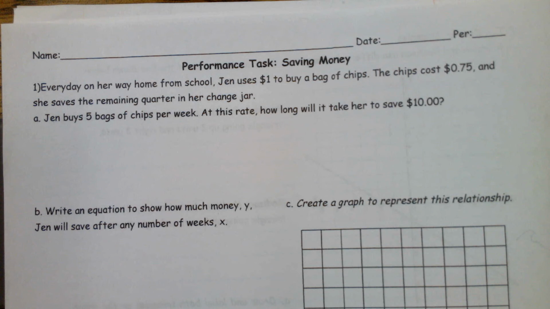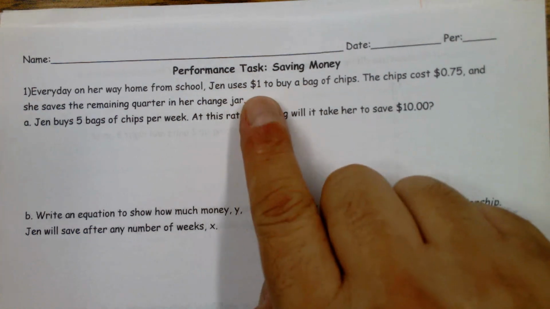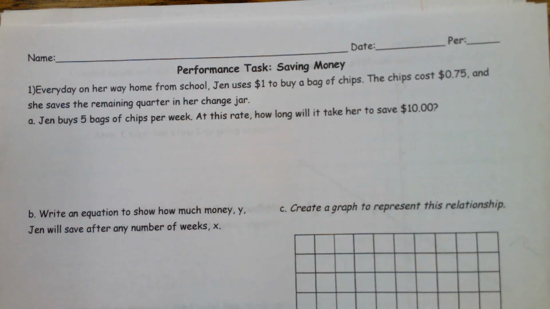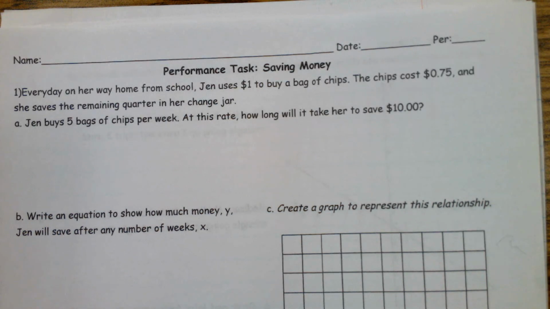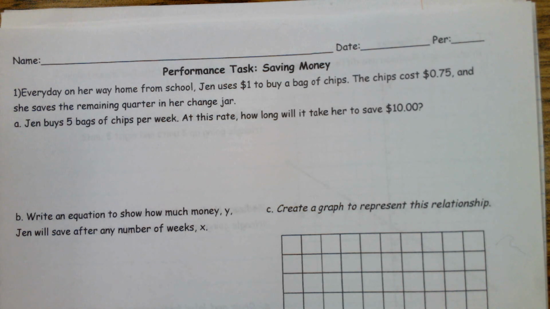Every day on her way home from school, Jen uses $1 to buy a bag of chips. The chips cost 75 cents, and she saves the remaining quarter in her change jar. Jen buys 5 bags of chips per week. At this rate, how long will it take her to save $10?